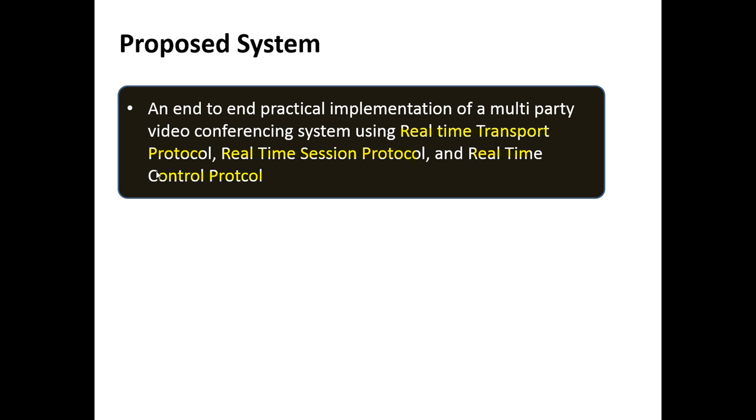Using these three protocols, we are going to build an end-to-end implementation of a video conferencing system, where the user can initiate a video conference with any of the other parties who are online. There can be multiple parties online at the same time, but only one view of the video can be achieved at any point of time. That is the meaning of a multi-party video conferencing system.